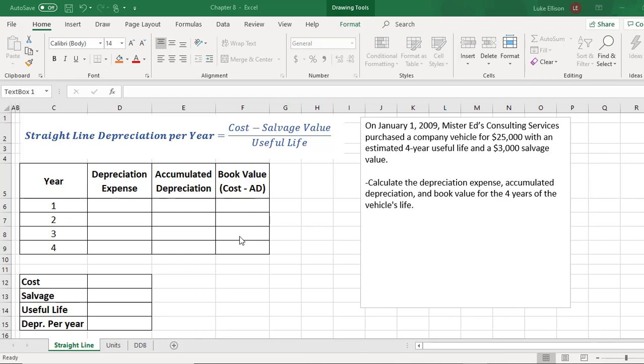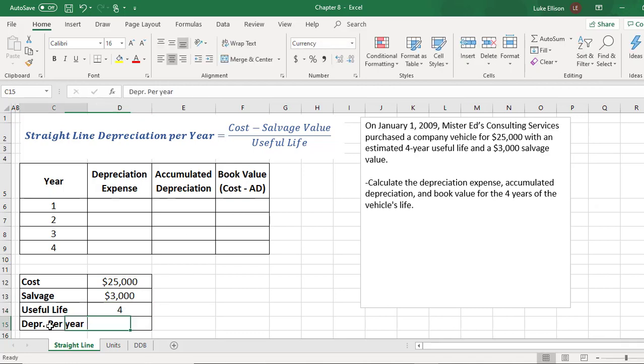Now the first thing to do is to write down the relevant information from the problem. So we're told that we purchased the asset for $25,000, so that's going to be our cost. We're told that it has a $3,000 salvage value, so we can copy that down. And we're told that we have an estimated 4-year useful life on this vehicle, so that's going to be 4.